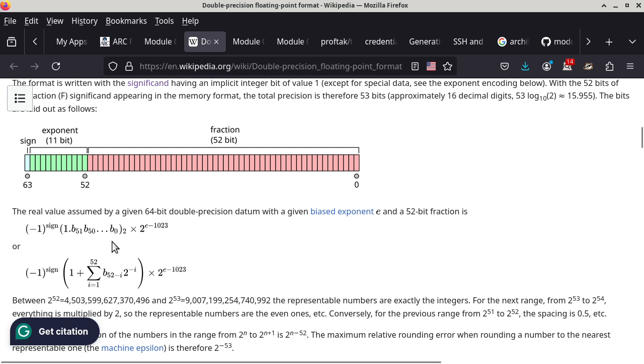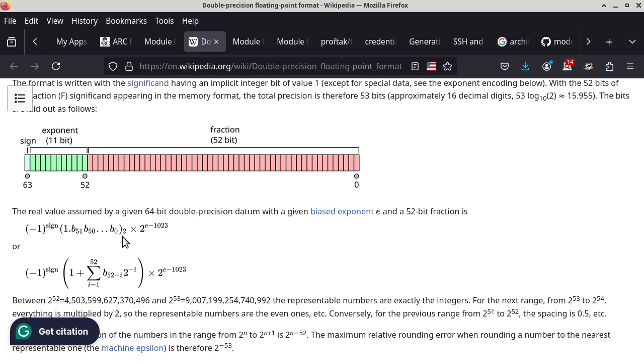This is one way to look at it. This is the other way to look at it. Okay, so let's look at the first one first. So note this little subscript of 2 here. What is that representing? Base 2. Is it base 2? Very good. So we have 1 point. Okay, so that means this one is digit 0. So that means B51 is digit negative 1. B50 is digit negative 2.